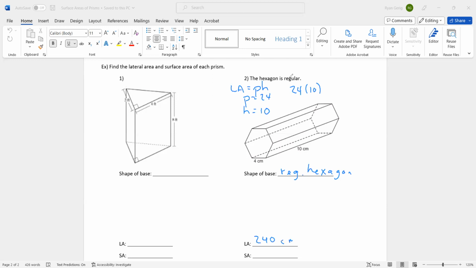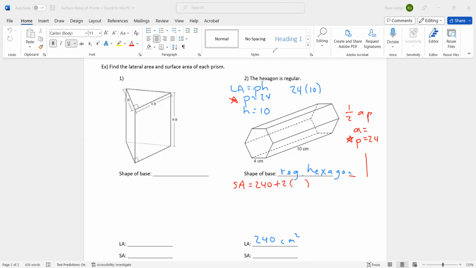centimeters squared. Now, this is where it gets challenging. Surface area is the lateral area, so 240, plus 2 of the bases. Now, the base is a regular hexagon, which has the formula 1/2 AP. Might bring back some nightmares for some of you. Good news is this P is the same as this P. So I already know the perimeter is 24. Now I just need to find the apothem.